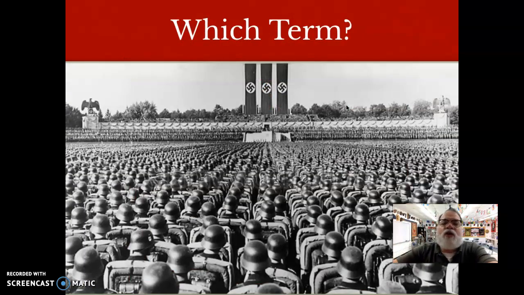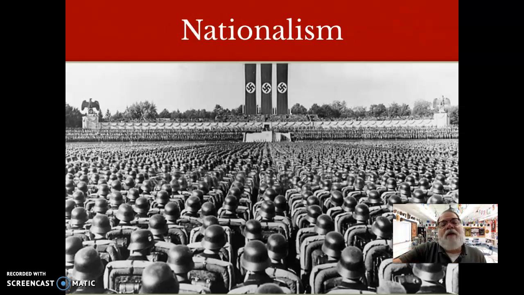Okay, which term? Oh, boy, a bunch of people. Look, they're all lined up. They're all in lockstep. We have swastika flags. This is from the famous rallies at Nuremberg, which are an example, a scary example, of extreme love of country, nationalism. Okay, hey, go take the quiz.